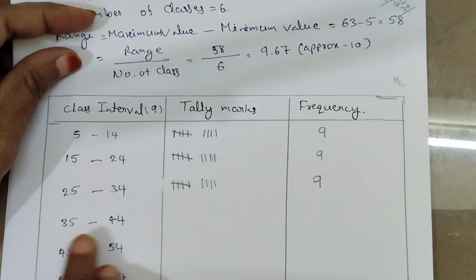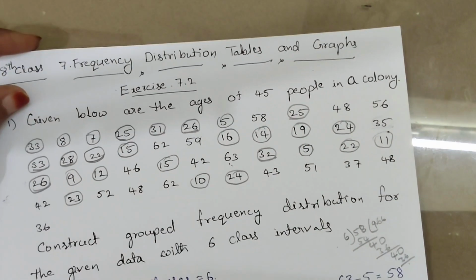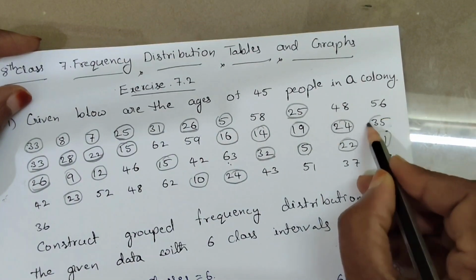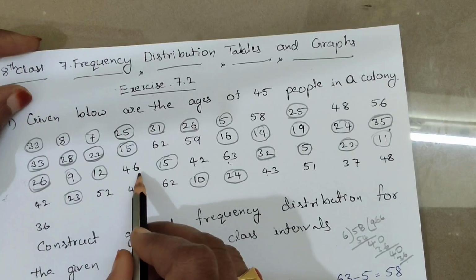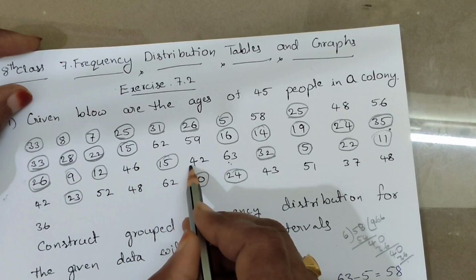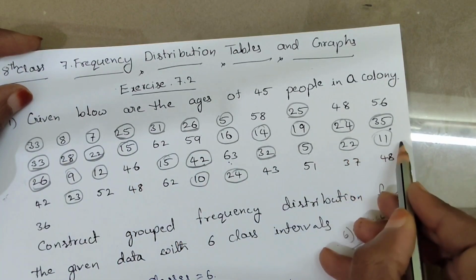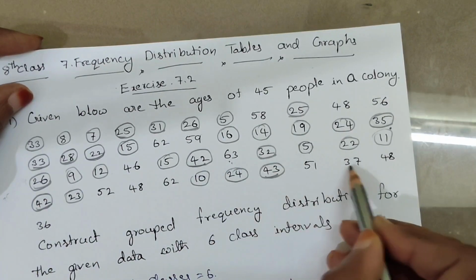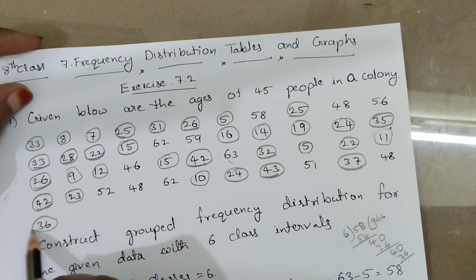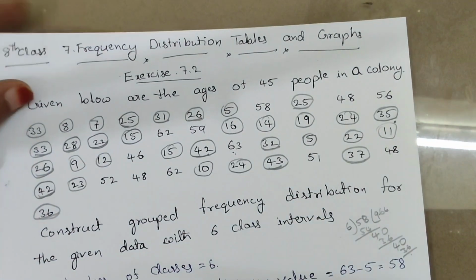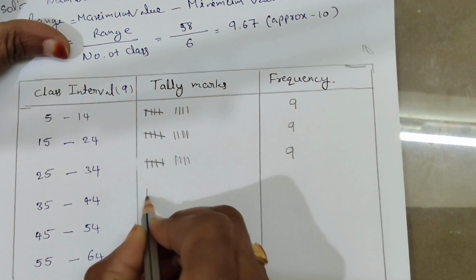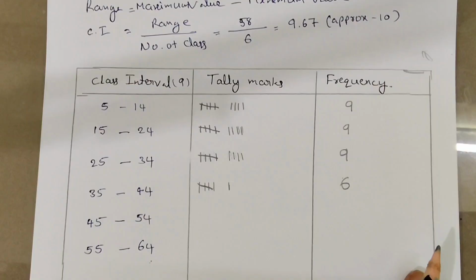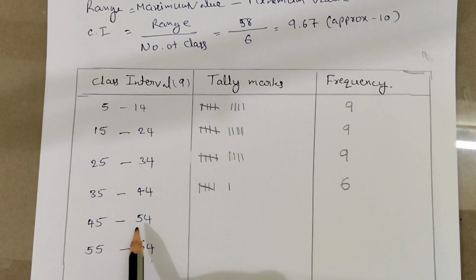Next class interval is 35 to 44. We count it here 58, 56, 62, 59. Here 35, 1. This is the 1. Next 35 to 44, this one is the second number. Next third one, fourth, fifth, sixth. Here total 6 numbers. 6 numbers means here we write the tally mark 6. Here 6 means first 1 bunch, 5 plus 1, 6. We write here 6.